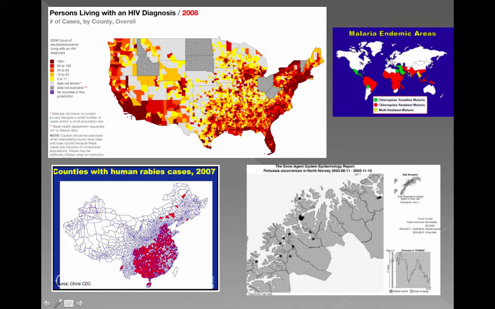Over here in the blue graph, we see malaria endemic areas. Countries where there are always people with malaria and you are at risk of contracting it. Here are the counties with human rabies cases in China. Surprisingly, there is a very large cluster right in this area. Up here, not as many. Over here, we have a couple of little, maybe it could be considered endemic, but maybe this one right here is a little bit more of an outbreak. It seems to me that there's more than maybe what I would expect.